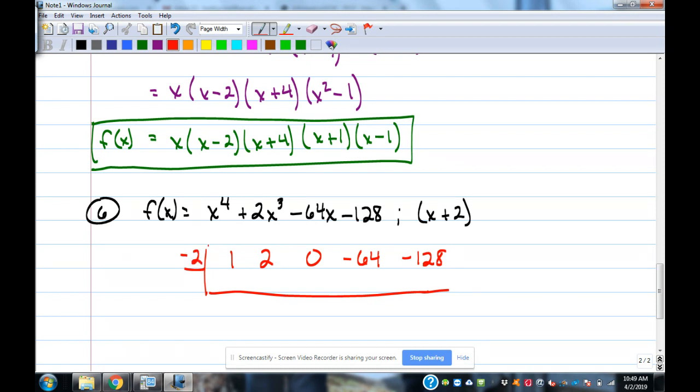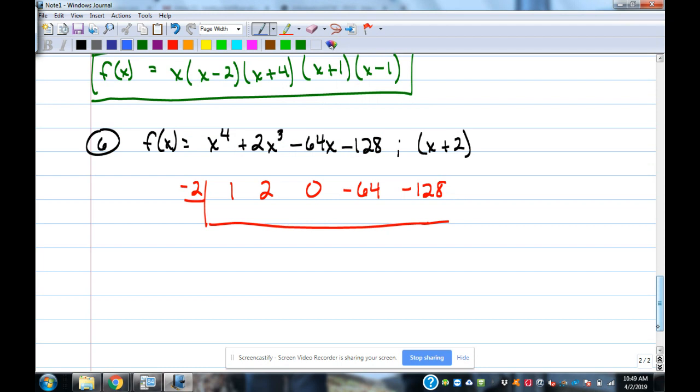Negative 2. Okay. Again, when they give you a factor, it's the opposite. Now, drop the 1 down, run it through. There's a 0. Nice. X to the 0, negative 64. That's 128. That's going to work out the way I want it to. Absolutely wonderful. So my factors are x plus 2 and then x cubed minus 64.